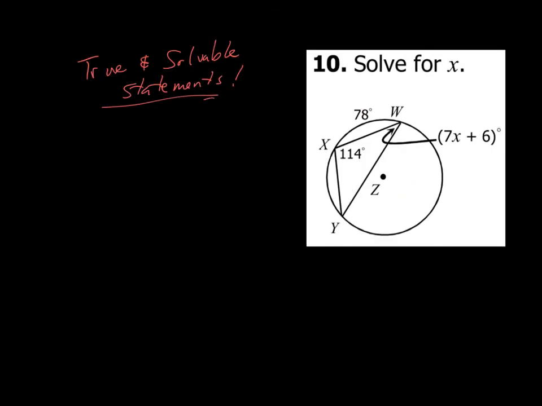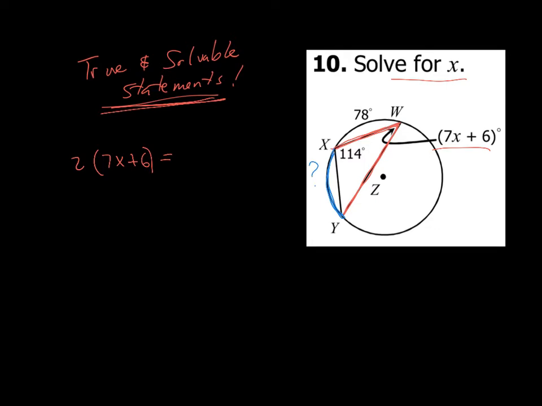The key to this whole situation is to write true and solvable statements. So let's see, we're going to solve for x, and what I see is 7x plus 6. So I'm just going to put 7x plus 6 here equals. And so what do I know? I know that that's the angle, so 2 times 7x plus 6 is going to equal what? Here's the angle. I'm going to trace that with my colored pencil, and I'm going to find the intercepted arc. This is the intercepted arc, and I need to know what that is in degrees.